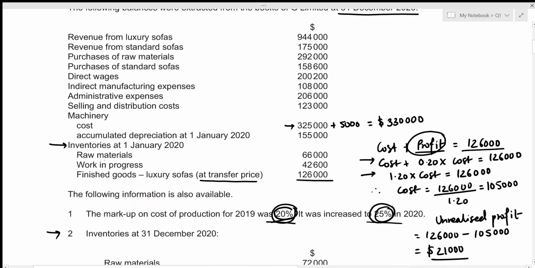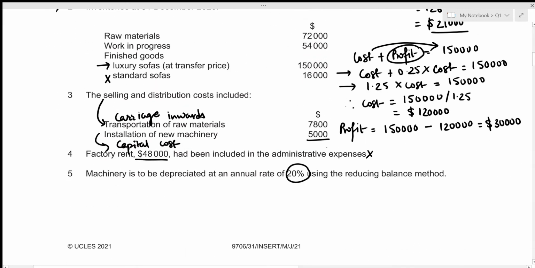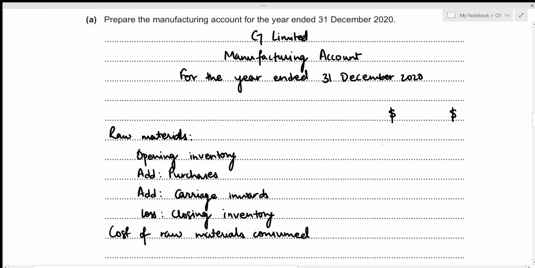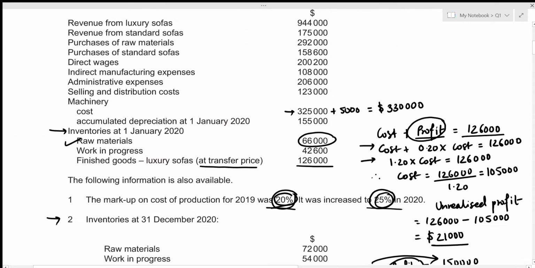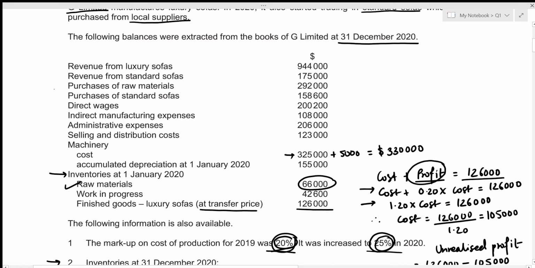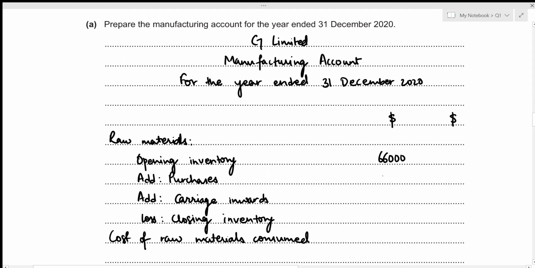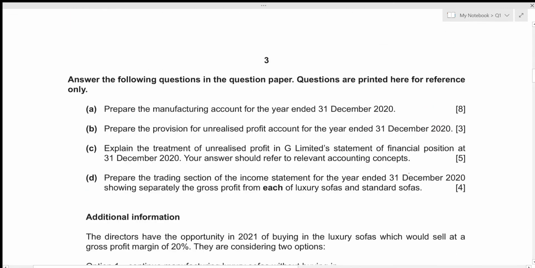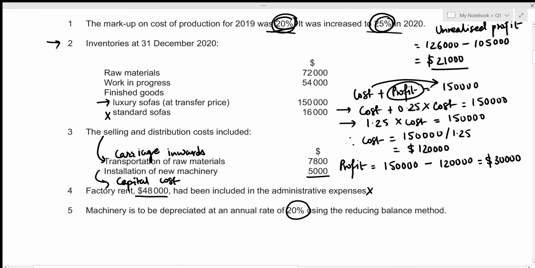Alright, so we are given the opening inventories right here, and for raw materials, it amounts to 66,000. So we need to include this in our manufacturing account. Let's do that. So opening inventory is 66,000. Let's look for purchases of raw materials. We are given purchases of raw materials right here, which amounted to 292,000. Let's include it. So that's 292,000. Now we have carriage inwards, which is given in our additional information section. So carriage inwards actually amounts to 7,800. Let's include that as well.